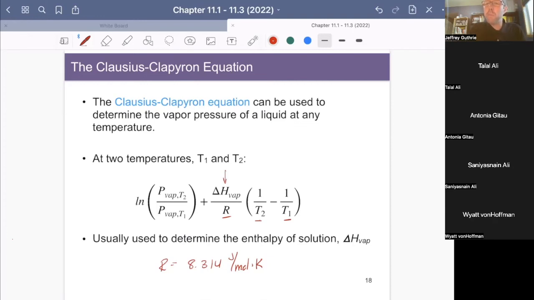Okay, so another question. So more intermolecular force equals a higher temperature it will boil at. Yes, that is correct.